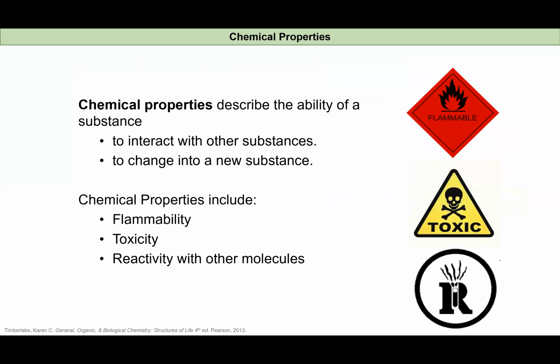Chemical properties. Now, this is different from physical properties. These are going to describe some ability of the substance. And we can observe this still, but it really is about how the substance is interacting with other substances or its ability to change into a new substance. So this might include things like flammability, toxicity, or reactivity. So how it changes into another molecule. And these are the same as the warning signs we usually care about for molecules. We care if they're toxic, we care if they're flammable, and we care if they're going to be extremely reactive with things like oxygen or water.